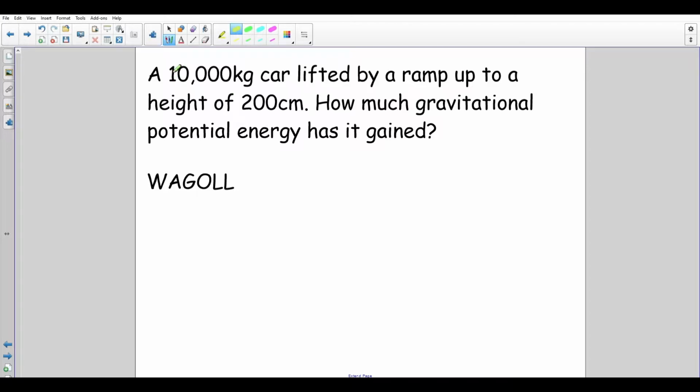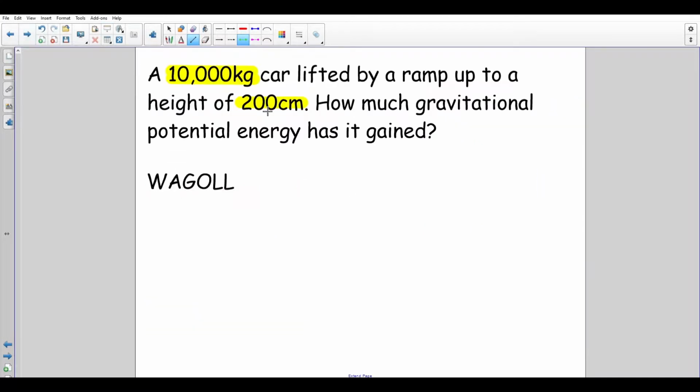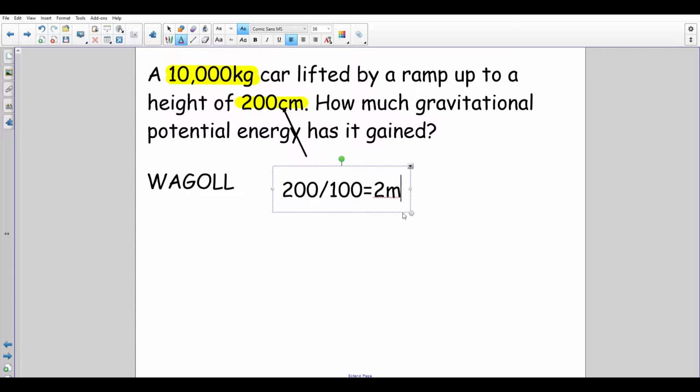First off, 10,000 kilogram car, and that is my mass because it's in kilograms. It's lifted by a ramp up to a height of 200 centimeters. Now, if we look back to our equation, we want our height in meters, not centimeters. So to turn that into meters, this is the first thing you'll write down: 200 divided by 100 equals 2 meters. So my height is actually 2 meters.